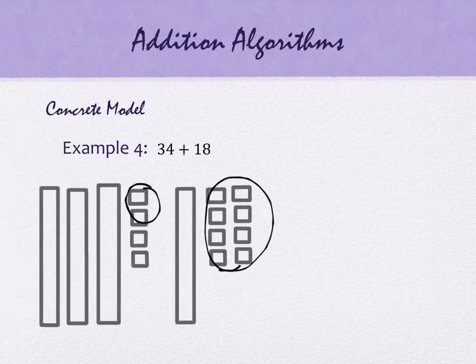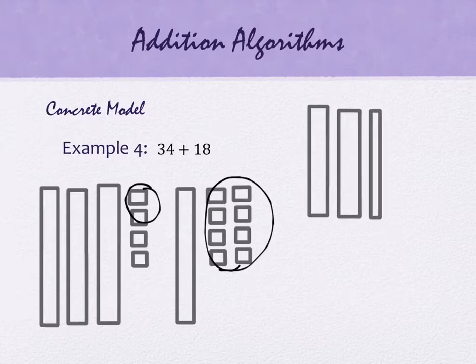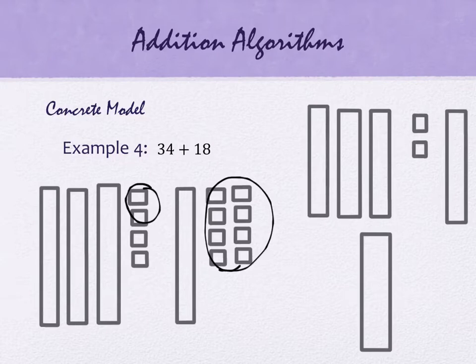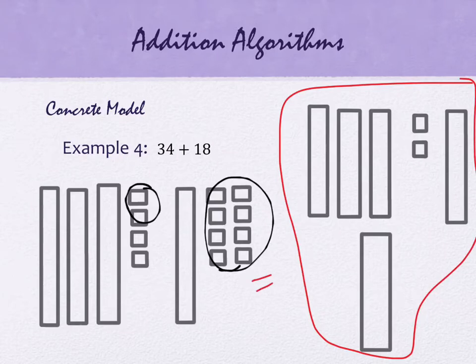So I have my original 3. I have the one that was over here, and I have one that I've just acquired by trading up. And then I have the 2 leftover little blocks that I wasn't able to combine together. So this is the result of my exchange. And I can readily see when I collect them all that I have 5 longs, I have 2 units, and so I have 52.